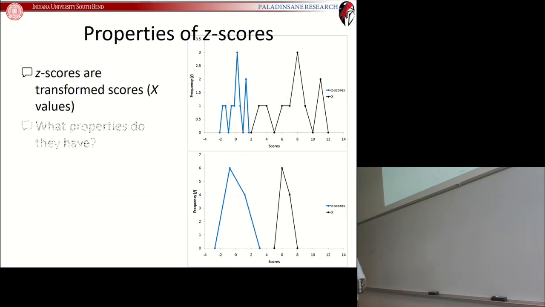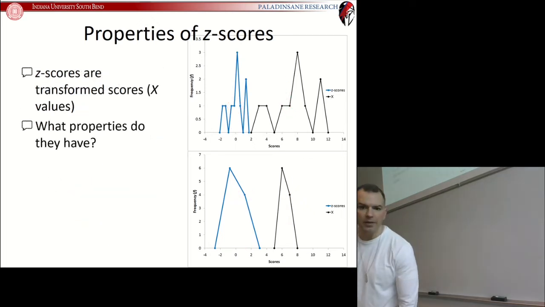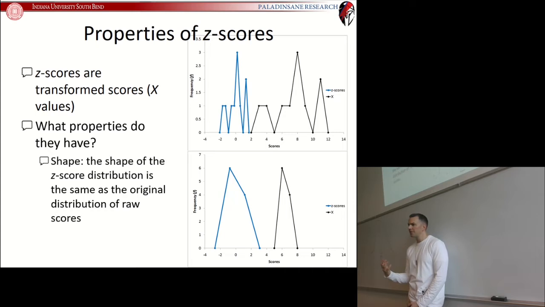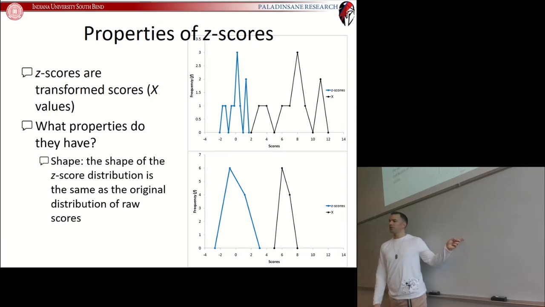All right, so other things about z-scores, the properties that they have. The first property is that the shape of the z-score distribution stays the same as the raw distribution. So when you take raw scores and change them to a z-score distribution, you're not changing the shape of the distribution other than stretching it out or squeezing it in. So if it is symmetrical, your z-score distribution will be symmetrical.